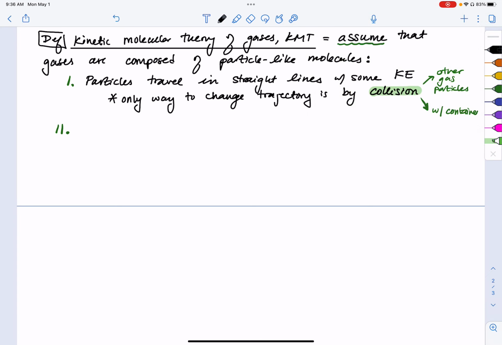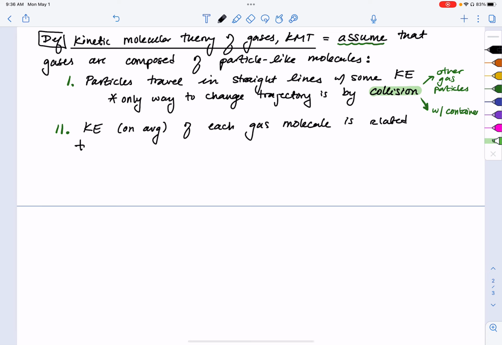Another thing we assume is that the kinetic energy, on average, of each gas molecule is related to the temperature of the gas. We're going to talk about temperature relationships in a moment. But in general, if you're wondering where this kinetic energy that these gas molecules have comes from, it comes from however much thermal energy is dispensed throughout the system.